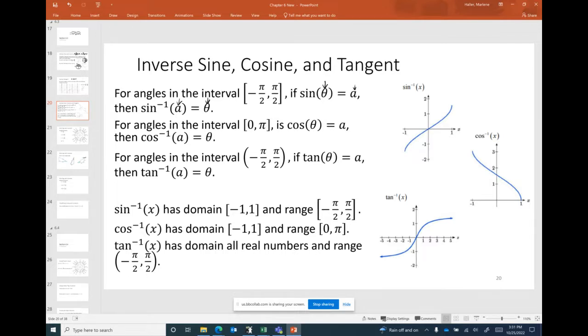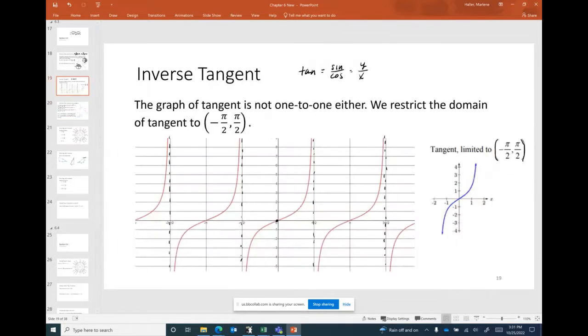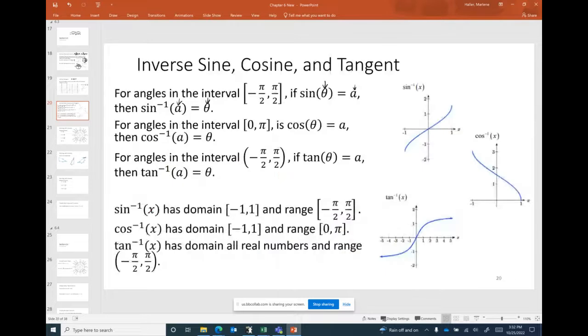Why is the domain all real numbers? Well, look back at the range of the tangent function. Look at the graph. The graph goes up to positive infinity and down to negative infinity. So the range has to be all real numbers.